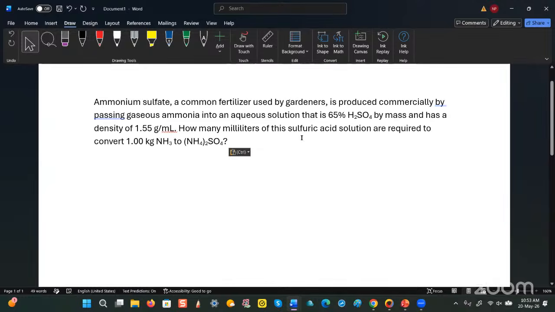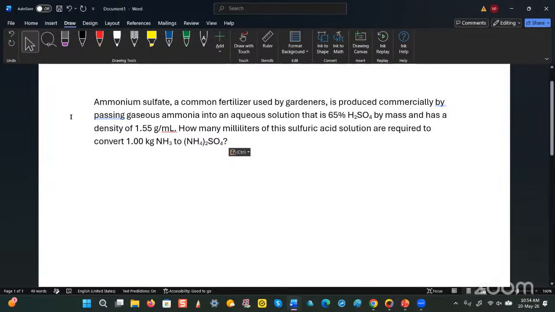All right, so this question says ammonium sulfate, a common fertilizer used by gardeners, is produced commercially by passing gaseous ammonia into an aqueous solution of 65% sulfuric acid by mass and has a density of 1.55 grams per mil. So the question is asking how many mils of this sulfuric acid solution are required to convert 1.00 kilogram of ammonia to ammonium sulfate.